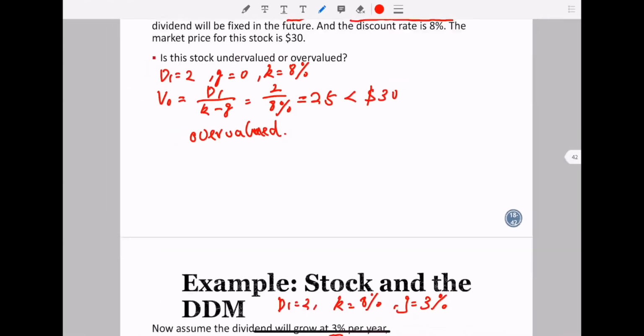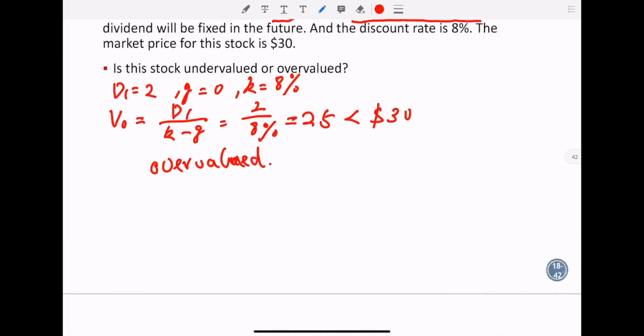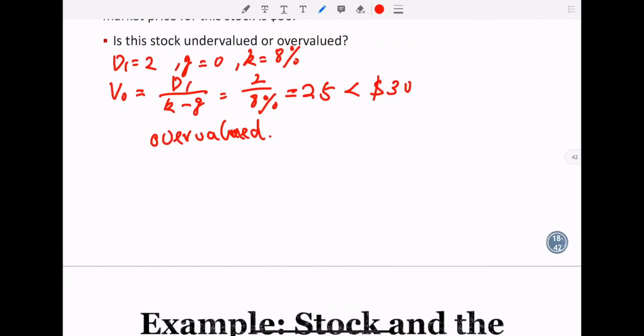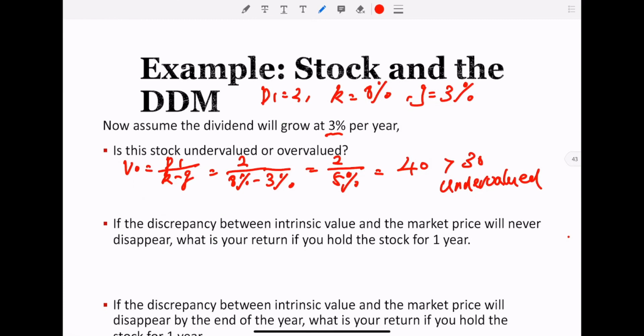You can see that when you're comparing these two problems, the only difference is the growth rate, right? So if the growth rate is 0, then you will get this result: overvaluation, right? The stock is overvalued. But if the growth rate is 3%, the stock will become an undervalued stock. It will become a good buy, right? So you want to make the purchase.